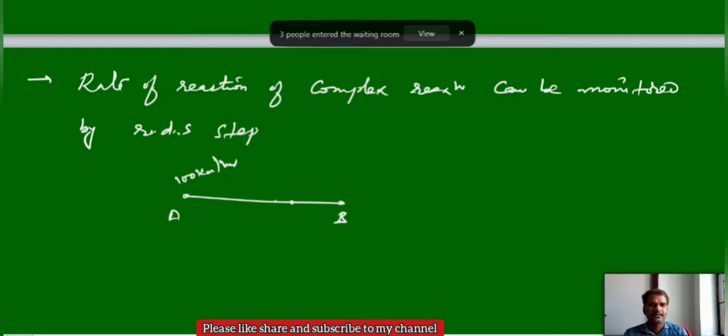Then ultimately the time to reach this point depends on what? How much time you got stuck here? It will not depend on how much speed you are moving initially. The time taken to reach that point, that is the rate of the reaction, depends on the point where you got stuck, how much time you spend there, how much your journey becomes slow, right?